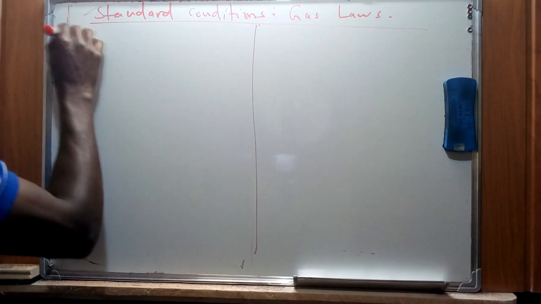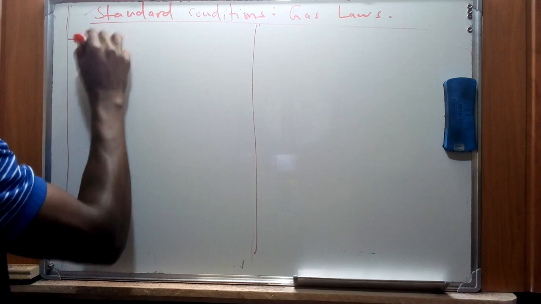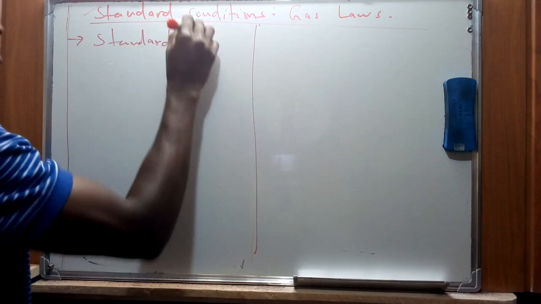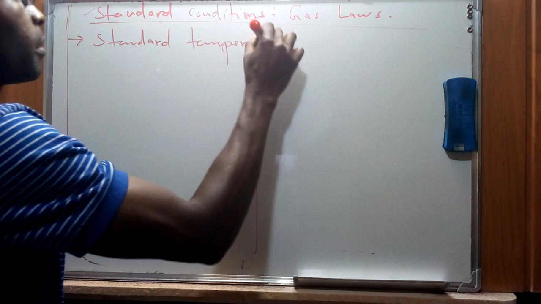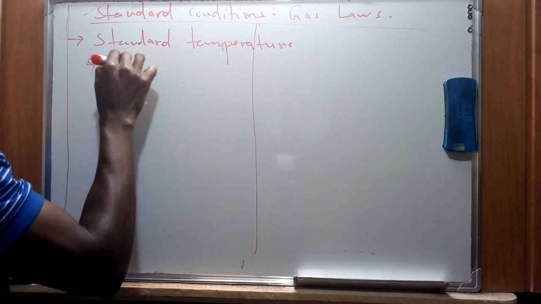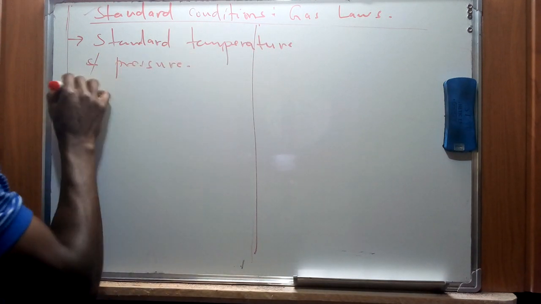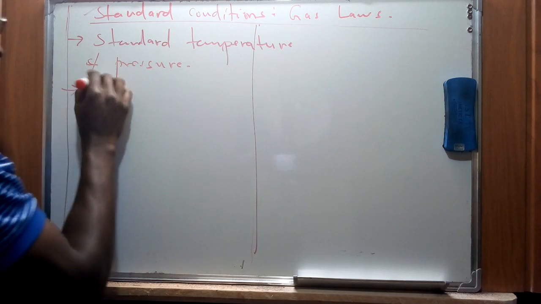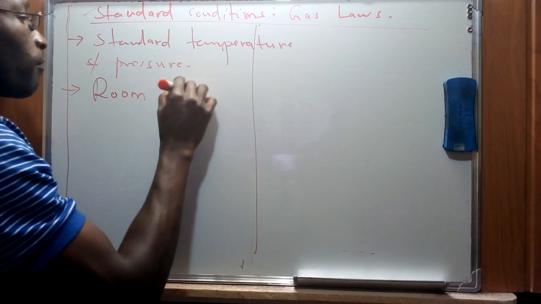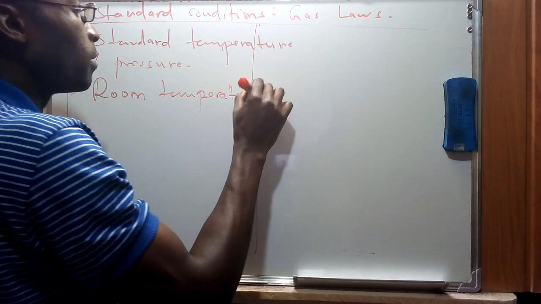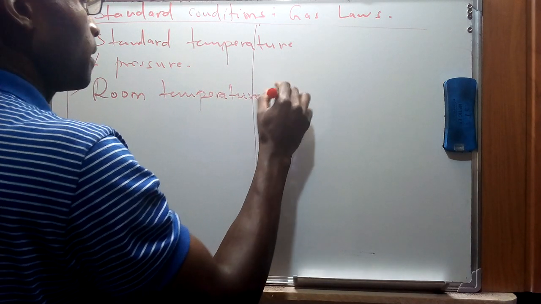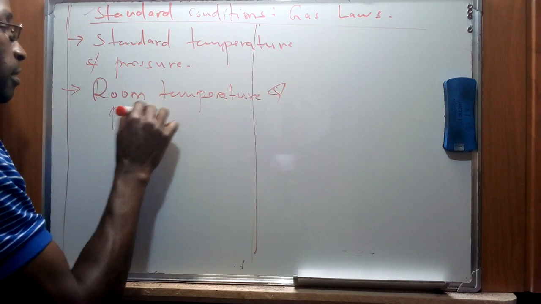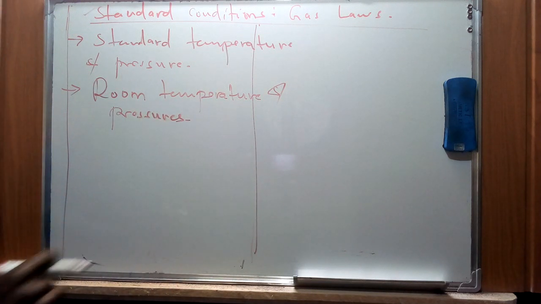So we have two different sets of these conditions: the first is standard temperature and pressure, and the second is room temperature and pressure. If either of these two statements is mentioned, then we allocate specific values that accompany these conditions, which we are going to use in case we need to apply the gas laws.